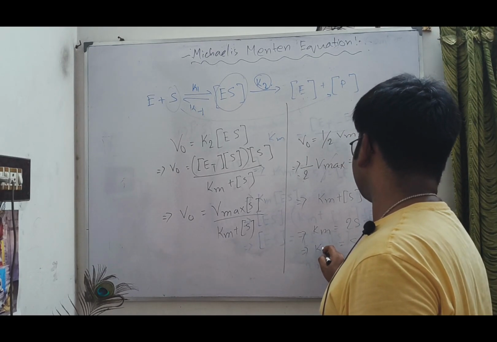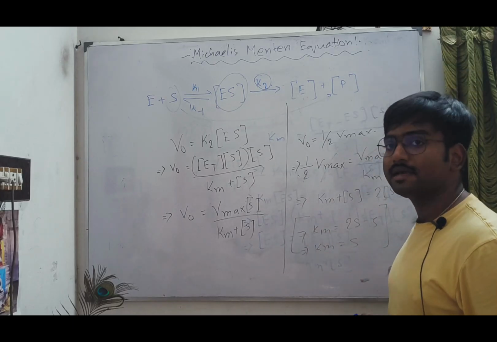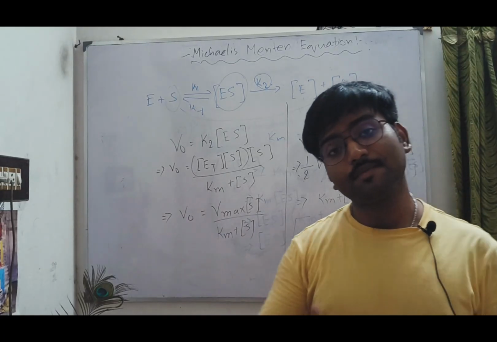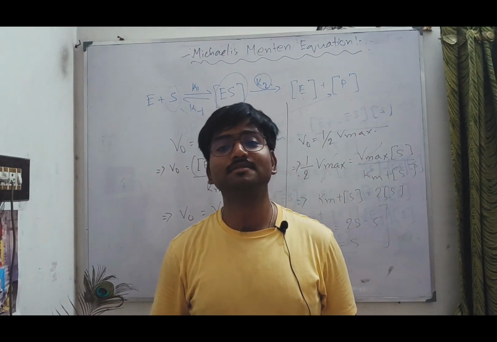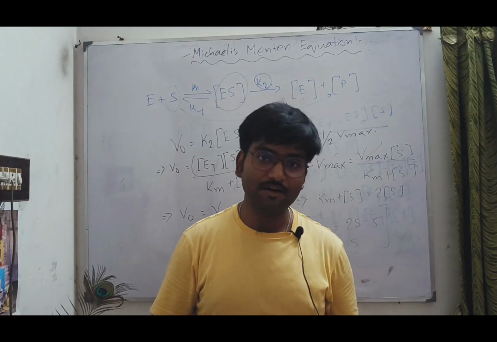So from this equation, if we consider V0 equals half Vmax, we can conclude that Km equals S. That means Km is the Michaelis Menten constant, and it is that particular substrate concentration at which the velocity of the enzyme becomes half of the maximum.